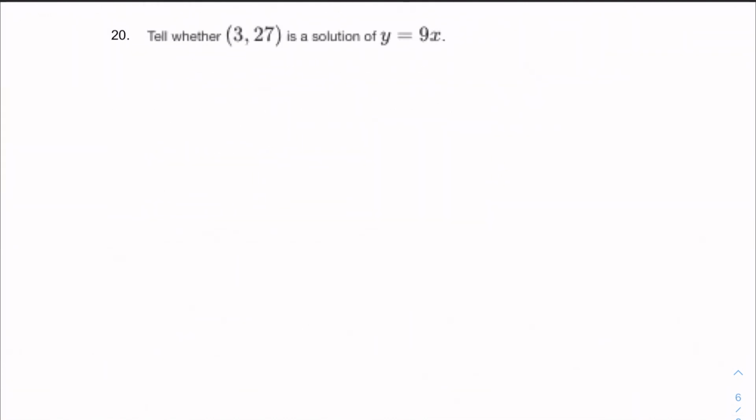Last problem. Tell whether (3, 27) is a solution of y equals 9x. Okay, well, let's plug it in. Remember, this one is the x, this one is the y. So the 27 is the y, so 27 equals 9 times the 3, which is the x. Is 27 equal to 9 times 3? Yes, it is. So that means that (3, 27) is a solution.